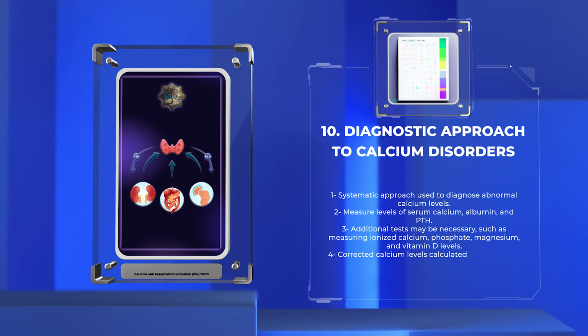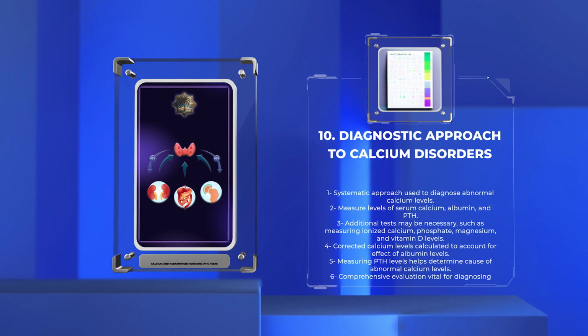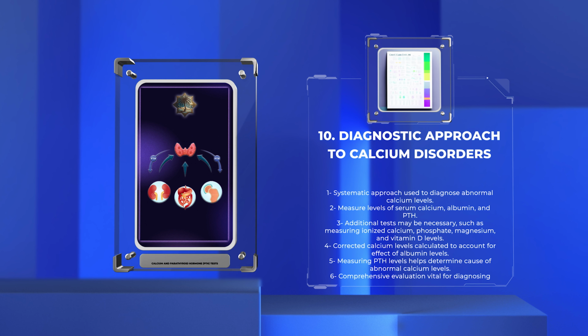When a patient has abnormal calcium levels, a systematic approach is used to diagnose the problem. This involves measuring levels of serum calcium, albumin, and parathyroid hormone, PTH. Additional tests, such as measuring ionized calcium, phosphate, magnesium, and vitamin D levels, may also be necessary. The first step is to measure total calcium levels, but it's important to consider the effect of albumin levels on total calcium.